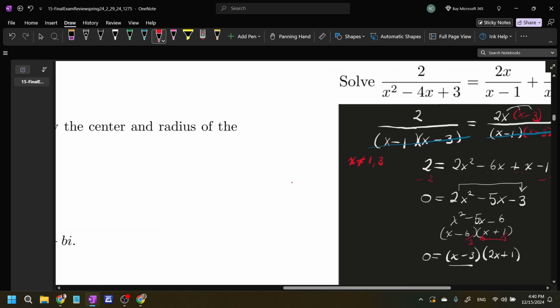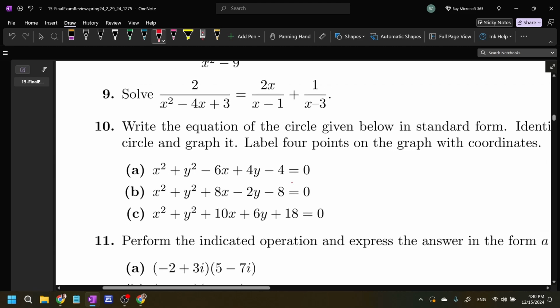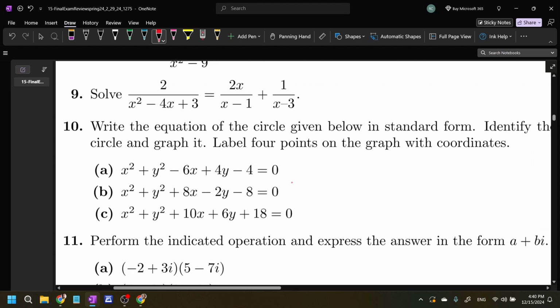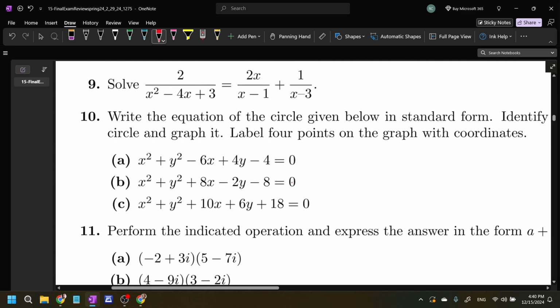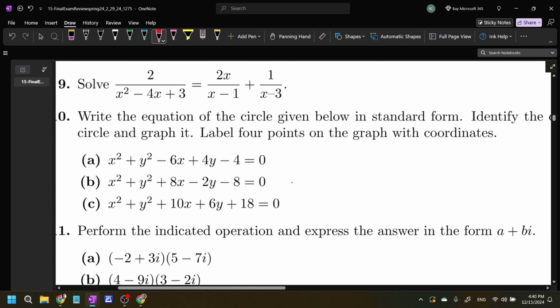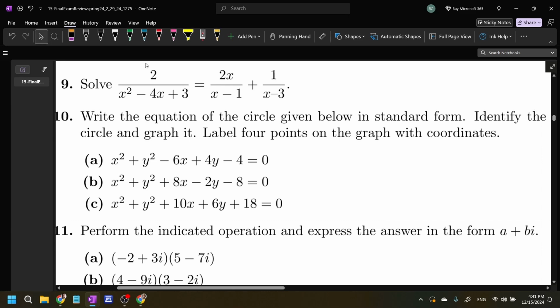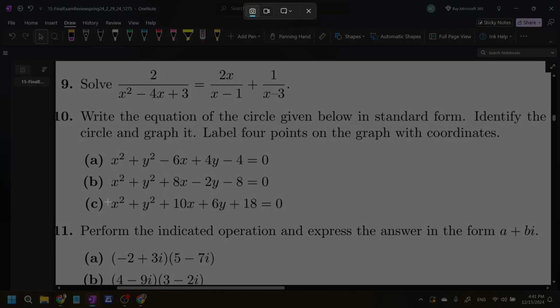Okay, not bad. Question number 10. Write the equation of a circle given below in standard form. Identify the radius and center of the circle and graph it. Label 4 points on the graph with coordinates. This is a lot of fun. Let's solve C because C is the most difficult in my opinion.